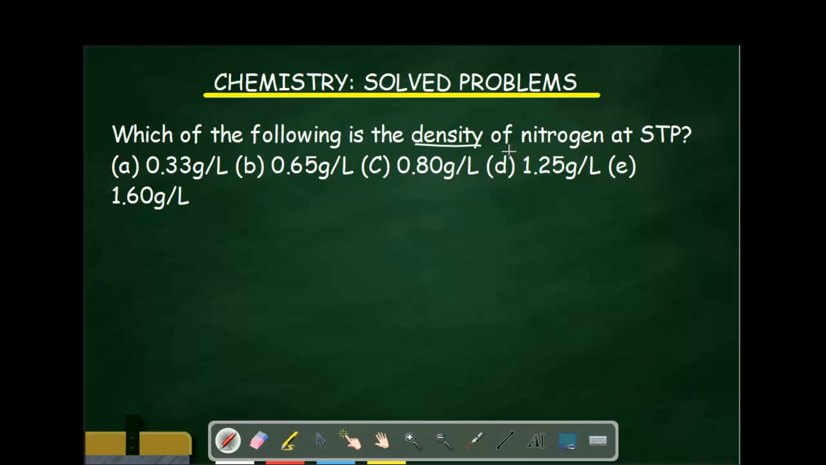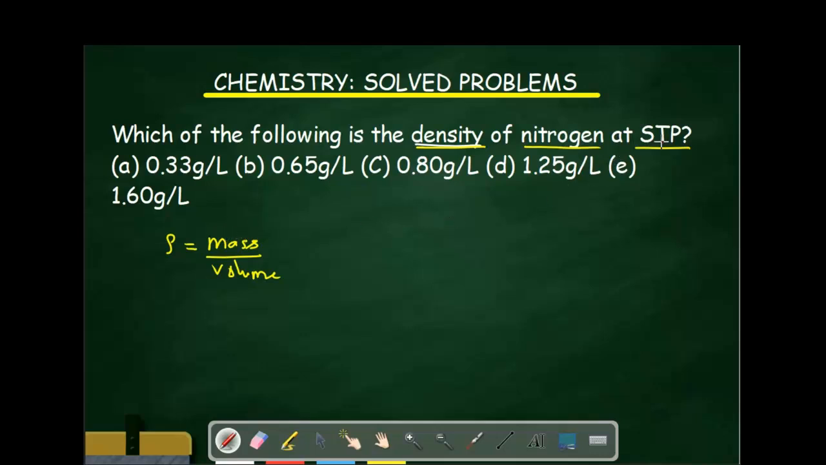First, the question is asking us to calculate the density of nitrogen at standard temperature and pressure. STP stands for standard temperature and pressure. And generally, when we say density, usually represented with the symbol rho, it is mass divided by volume. That is the formula for density.